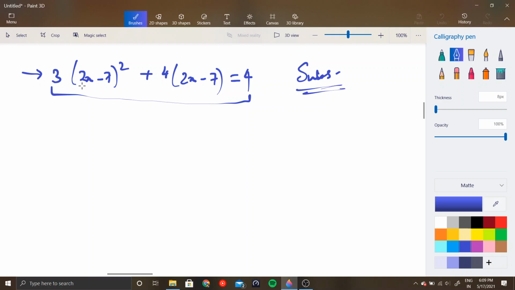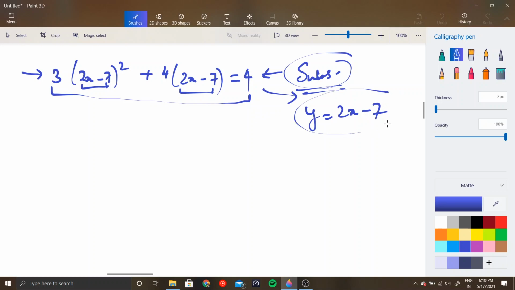In the substitution method, you have this 2x minus 7, 2x minus 7. So substitute that by y. So let y equal 2x minus 7, right? If you are using the substitution method, you first need to solve the quadratic equation, and from the results of the quadratic equation, you just need to solve the linear equation, right? We'll elaborate more using this. So 3y squared plus 4y minus 4 equals 0, right?